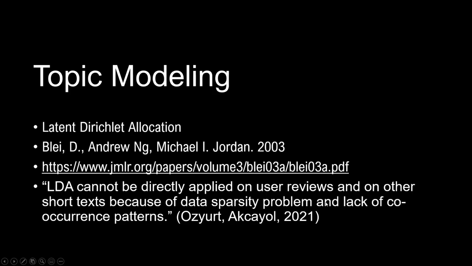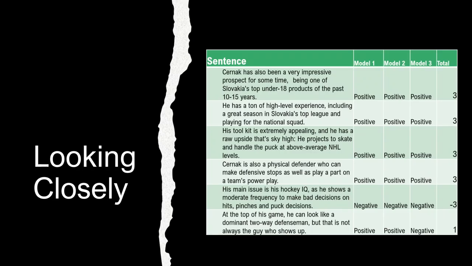Next sentence is as well. Then we get to a negative comment. I keep moving ahead in my slideshow here, and I don't mean to. This negative statement says, "His main issue is his hockey IQ, as he shows a moderate frequency to make bad decisions on hits, pinches, and puck decisions." All three recognize that this is negative. Fantastic. And then we get to something interesting. It says, "At the top of his game, he can look like a dominant two-way defenseman, but that is not always the guy who shows up."